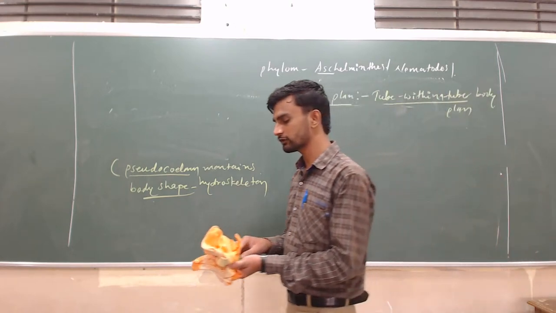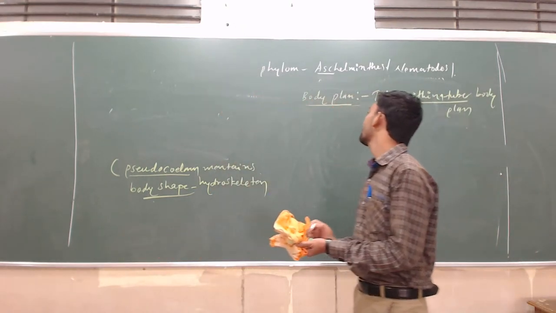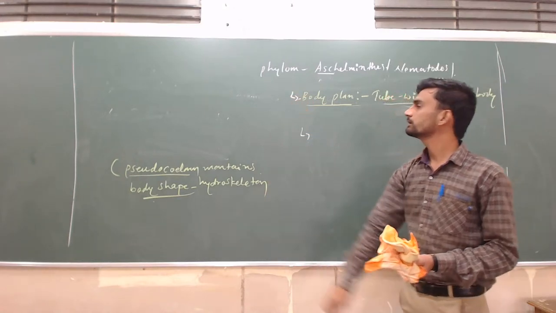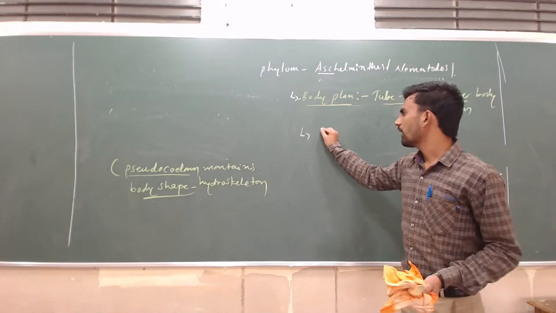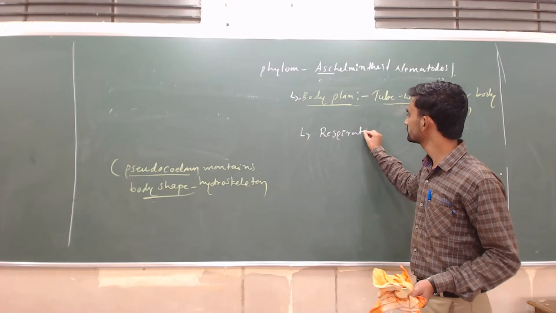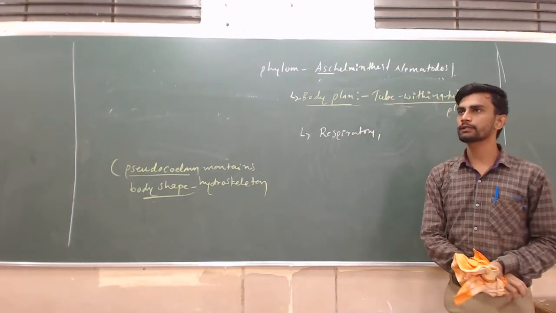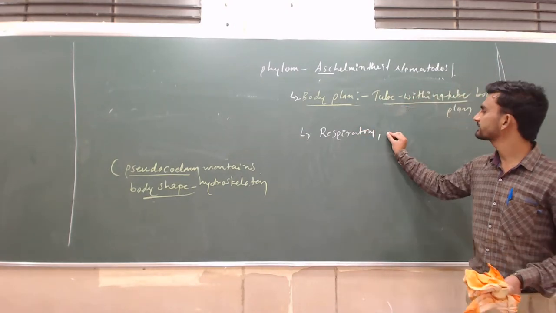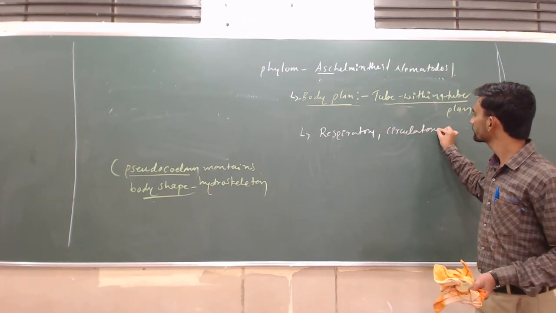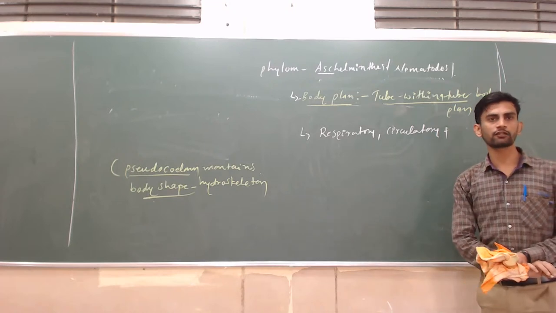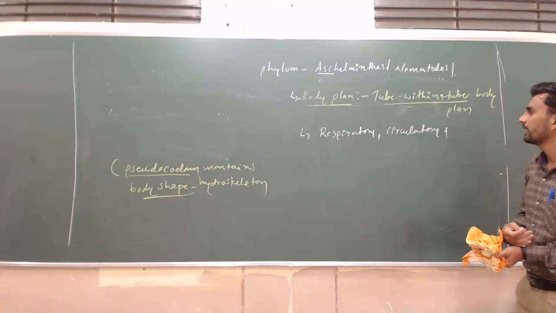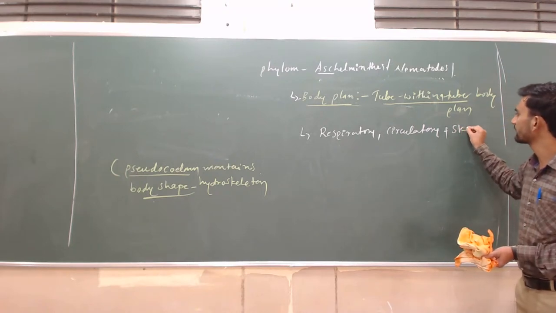After completion of this body plan, we will move towards another very important characteristic feature. Of course, here also the respiratory system is absent. Respiratory, then one more, which is that? Circulatory. And if a true skeleton is not there, how do we have an endoskeletal structure? Like that, an endoskeleton is not there; that is the skeletal structure.